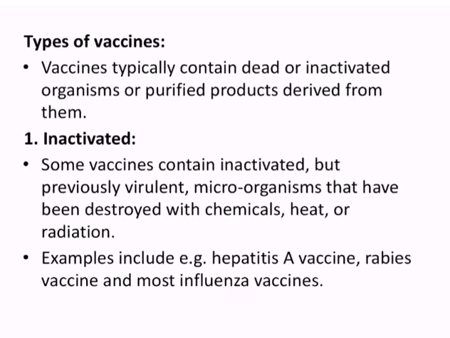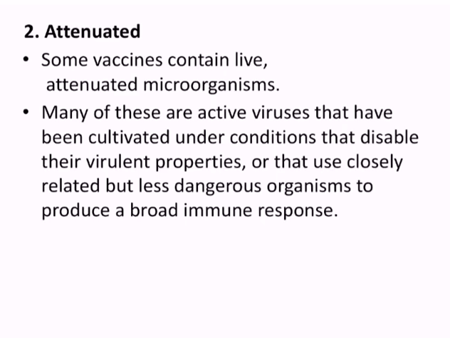نجي بعد ذلك للـ types of vaccine. Vaccines typically contain dead or inactivated organisms or purified products derived from them. فالـ vaccine بتحتوي على شنو؟ إما dead أو inactivated microorganism أو purified products derived from the microorganism. فإن النوع الأول inactivated vaccines: some vaccines contain inactivated but previously virulent microorganisms that have been destroyed with chemicals, heat or radiation, for example hepatitis A vaccine, rabies vaccine and most influenza vaccines.